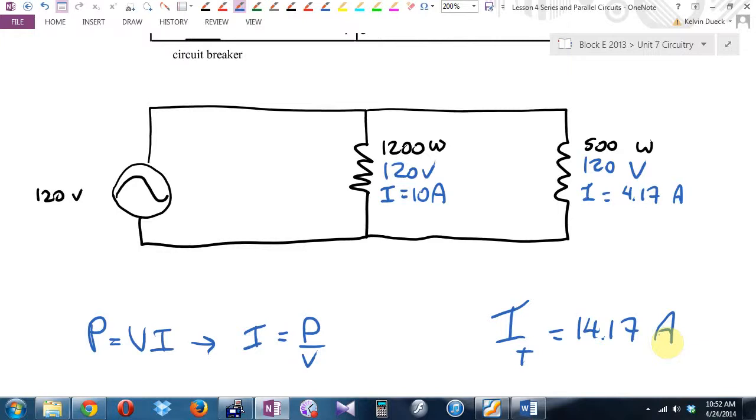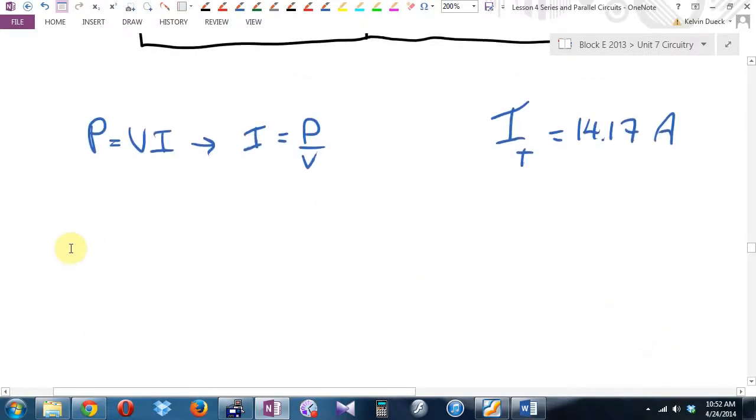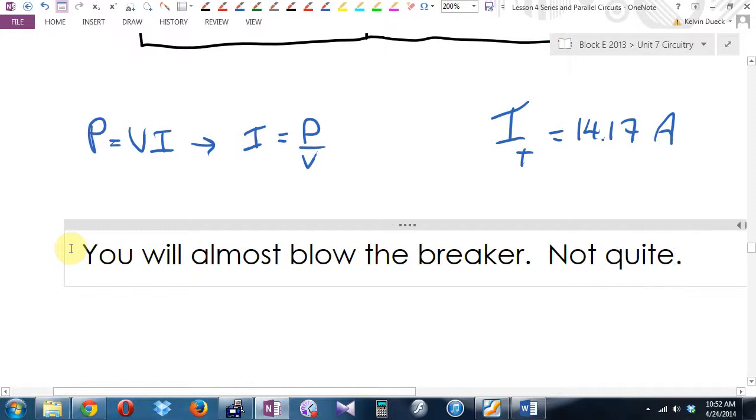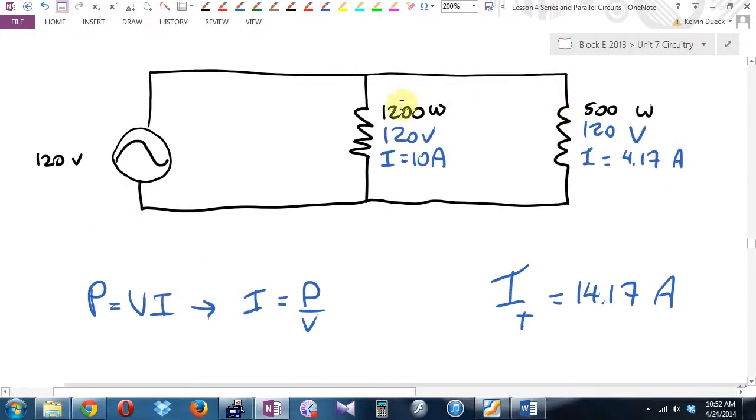This is how you blow a breaker. Okay? So, will you blow the breaker? You will almost. Not quite. 14.2 amps. You're flirting with it. In fact, you may even find if instead of a blow dryer, well, okay, if this was your blow dryer and this is what it was drawing on low, you may find flipping it to high might trip the breaker. Okay?